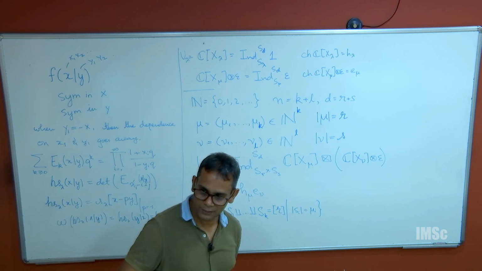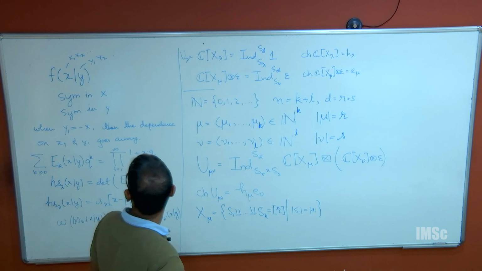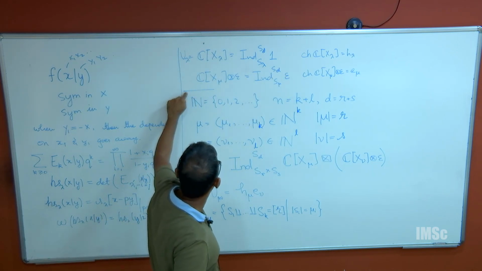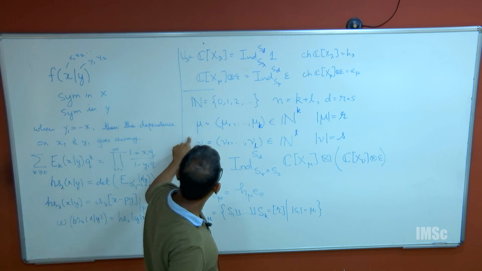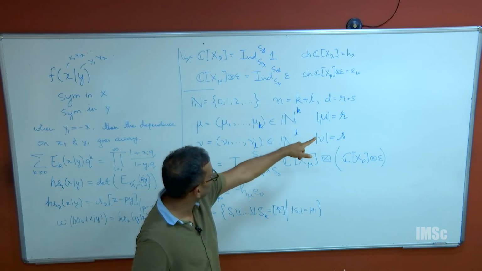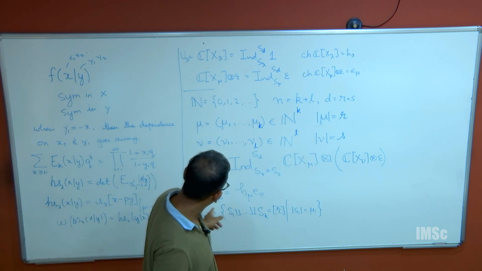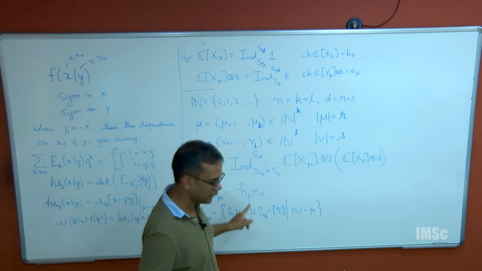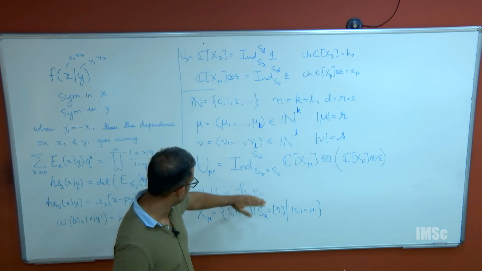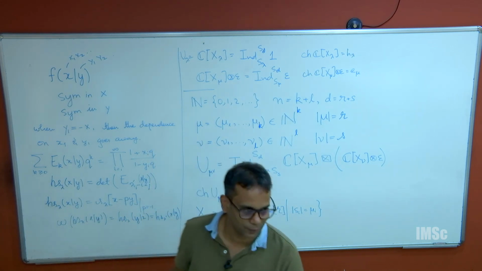Satish just joined, so maybe I'll just say what I was doing. We just started, so you can ignore everything but just start from here. We have two integer vectors, mu and nu. Mu sums to r, nu sums to s, and we construct a representation whose Frobenius characteristic is h_mu e_nu. So that's all we have done till now.